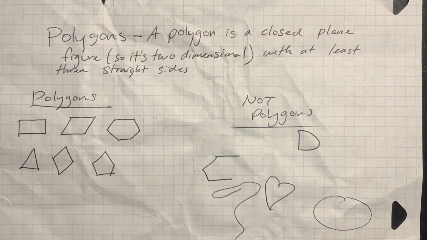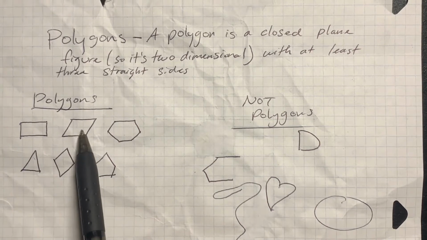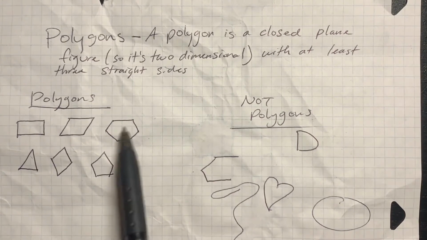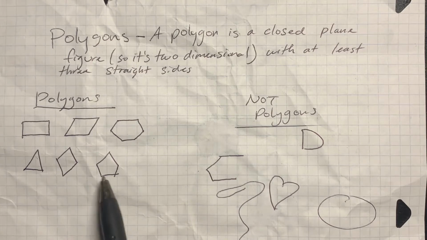All right, so we have to understand what a polygon is, and this polygon we're going to be working closely with today to plot and graph on a coordinate plane. Now, a polygon is a closed plane figure which is two-dimensional with at least 3 straight sides. So here are some examples. These are polygons. You have this rectangle, it's a polygon. This rhombus is a polygon. This hexagon is a polygon. A triangle is a polygon. A diamond is a polygon, and the pentagon is a polygon.